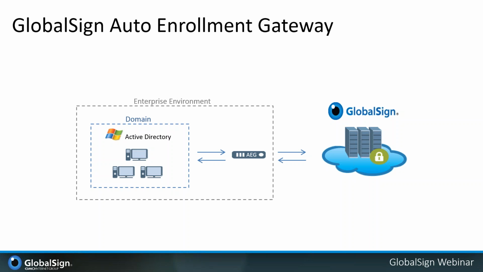Thank you, Kim. So GlobalSign's Auto-Enrollment Gateway, or AEG, is essentially a piece of software that acts as a connector between the GlobalSign Software as a Service certificate services and an organization's Windows environment. Let's take a look at how this really works in our next slide.